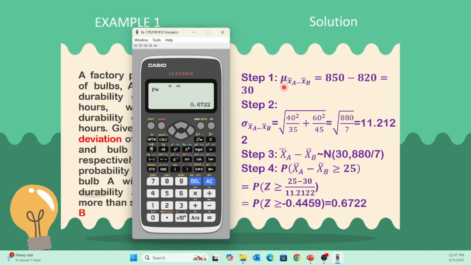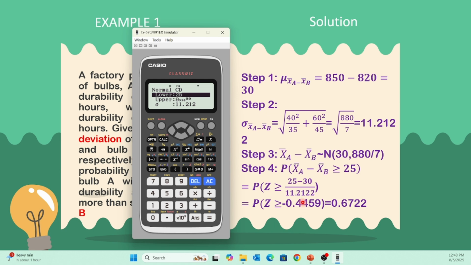So if you key in terms of the original distribution, sigma is the result in step 2 and mu is the result in step 1. For greater than or equal, this is the lower value, and upper is a big number. This is the sigma, and this will be the mu.